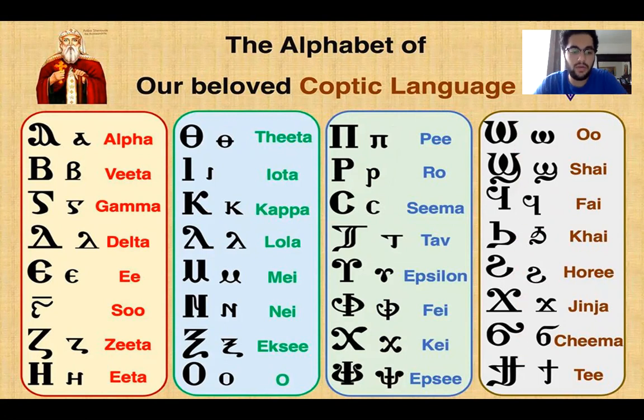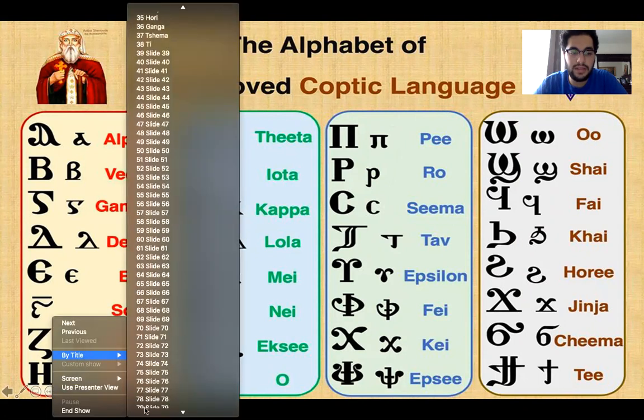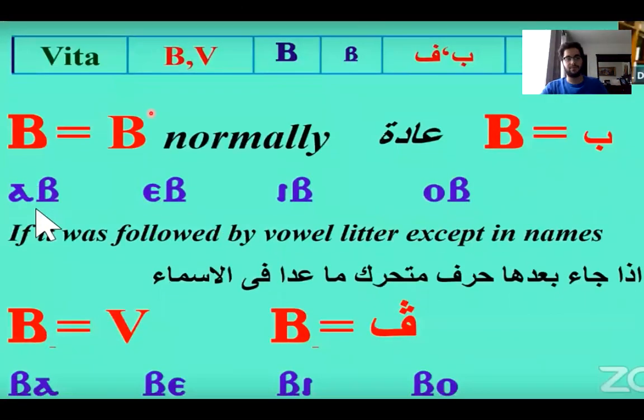All right, so now we can go forward and talk about the rule of Vita. Vita is the second letter in the Coptic alphabet, and it looks like an English B. So here, we can have an exception sometimes. Normally, the letter Vita is a B sounding. Here, it's normally a B because it comes after a vowel.